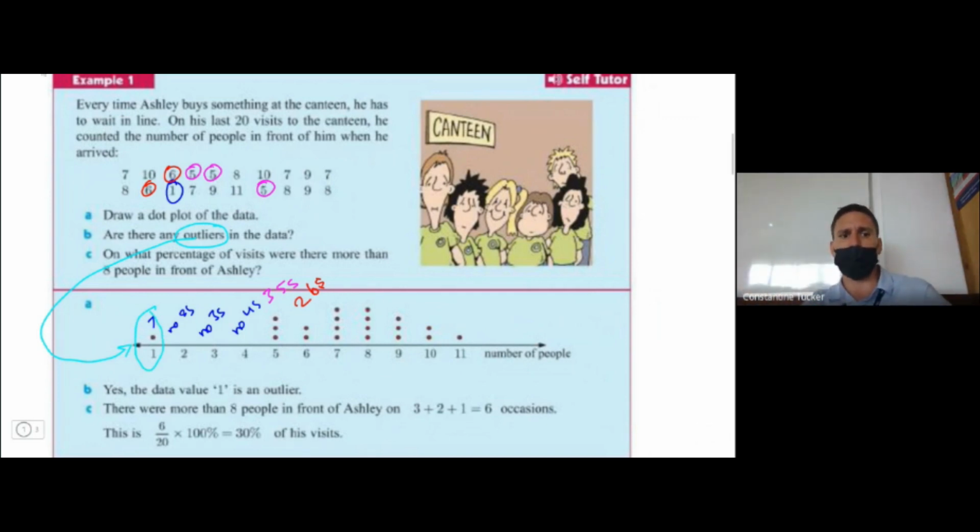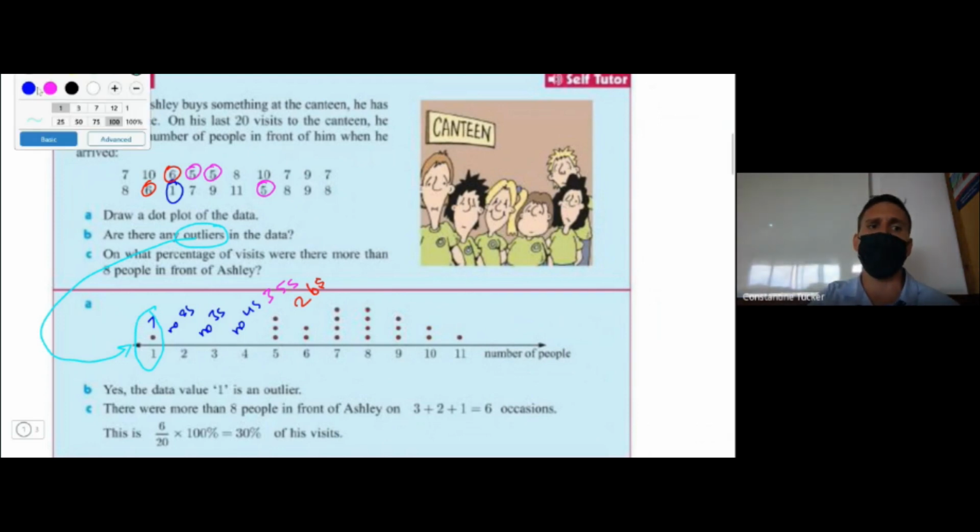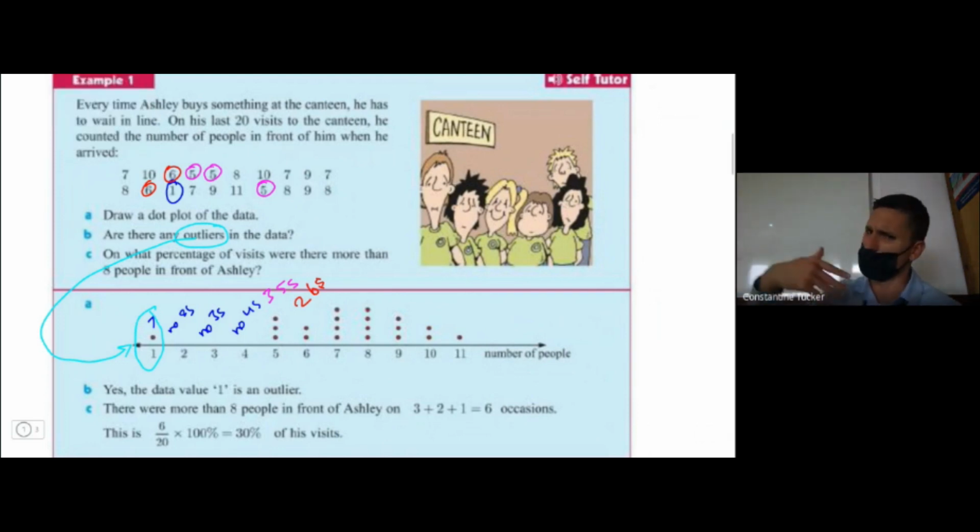It almost doesn't make sense, right? You wouldn't expect this to happen a lot, basically. That is what this is saying. If I go to wait at the line, I wouldn't expect one person to be in front of me. It would be a little bit unlikely.